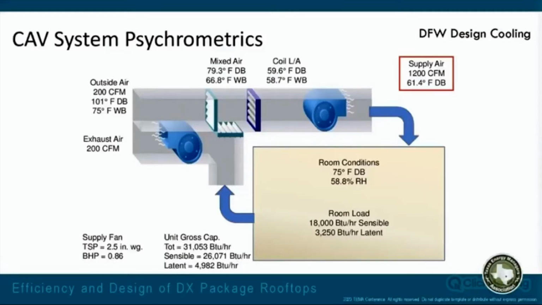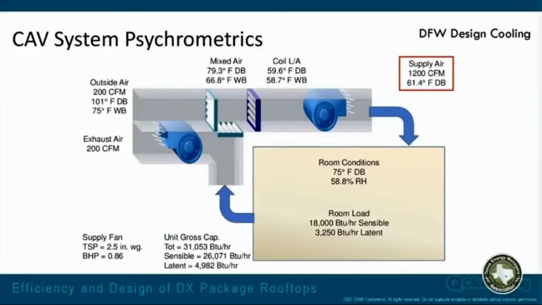You can see in this case we're at a DFW, or Dallas-Fort Worth, design cooling day of 101 dry bulb and 75 wet bulb. We're bringing in 200 CFM of outside air, and we're using a total of 31,000 BTU per hour. So we'd have to use a 3-ton unit in order to meet this load. Now everybody knows that when you have a 3-ton unit, everything runs at 400 CFM a ton, so we're going to run 1,200 CFM of supply air.